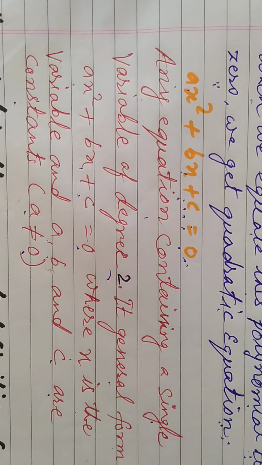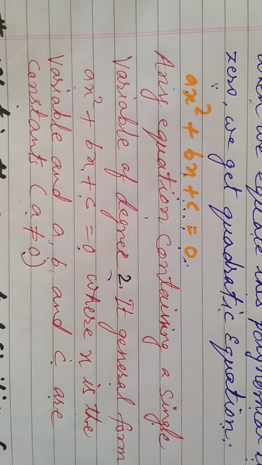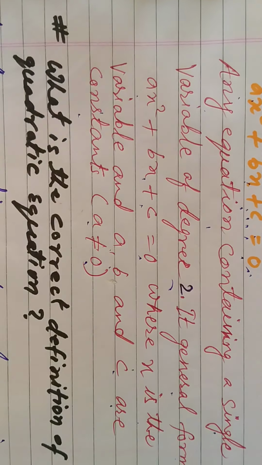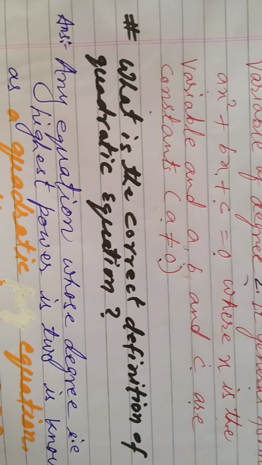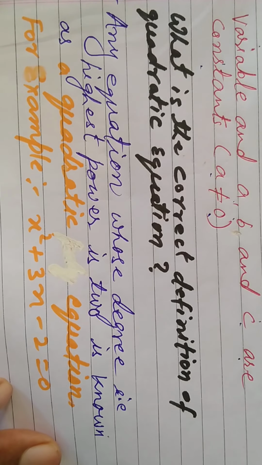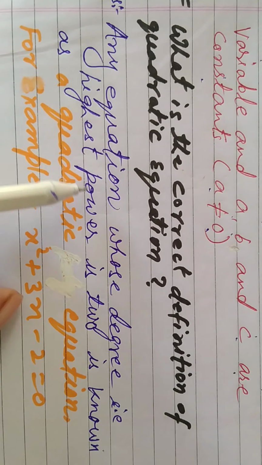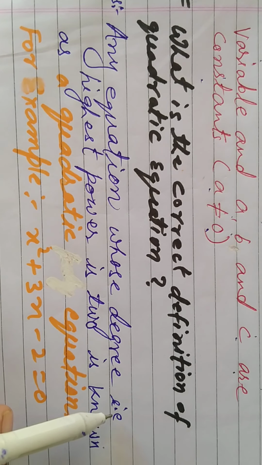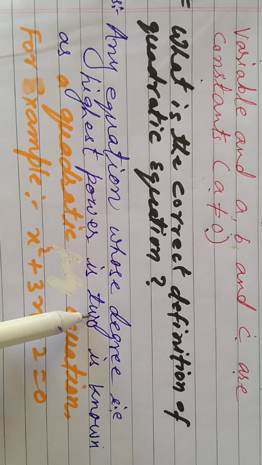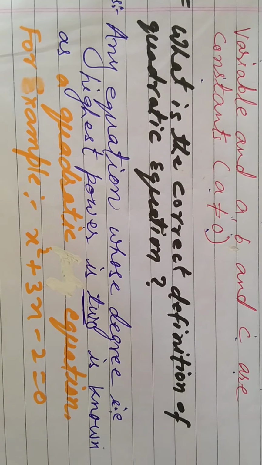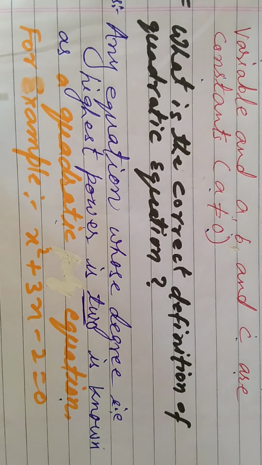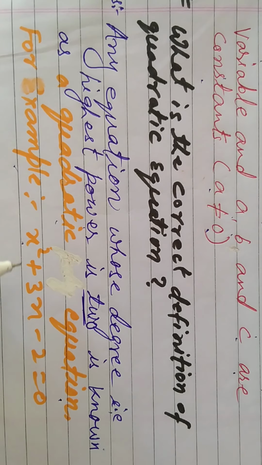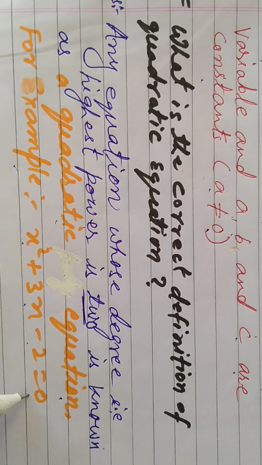Now the question is, what is the correct definition of a quadratic equation? So we will discuss this. Any equation whose degree, that is the highest power, is 2, is known as a quadratic equation. For example, x square plus 3x minus 2 equal to 0.